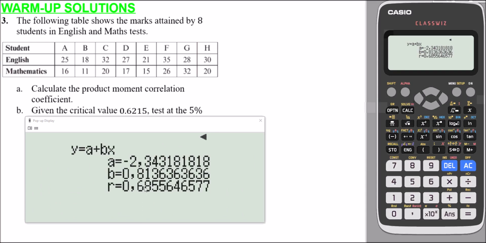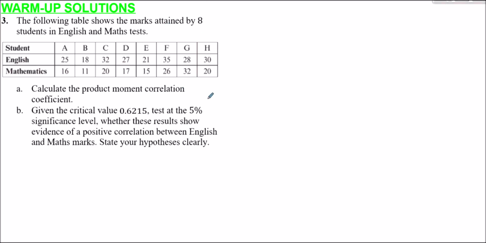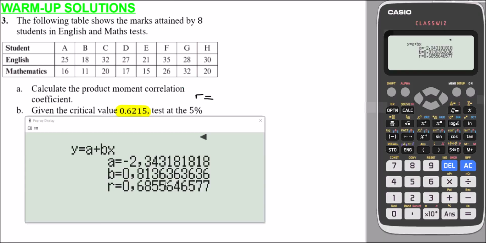0.6856, or 0.686 if you want to give it to 3 significant figures. I'm going to give it to 4. So for part A, r equals 0.6856.